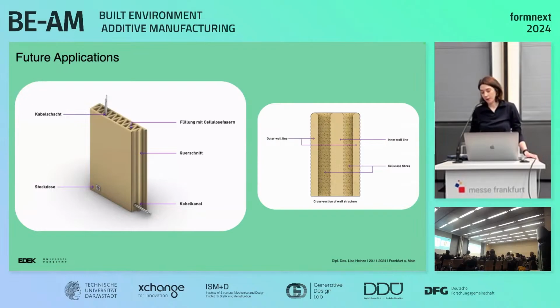The following example illustrates the type of wall structure that is being pursued, and due to the digital manufacturing process, it is possible to design custom cable and power outlets. And in order to improve the installation even further, you could add, for example, cellulose fibers.